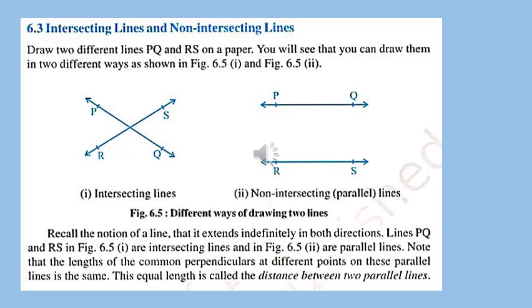A line extends indefinitely in both directions. Lines PQ and RS in the first figure are intersecting lines, and in the second figure they are parallel lines. The length of the common perpendiculars at different points on these parallel lines is the same, and we call it the distance between the two parallel lines. See here the parallel lines. If you take the distance between these two lines at any point, that is the perpendicular on RS or PQ. This distance is the same throughout.